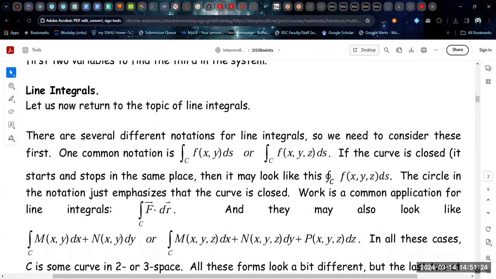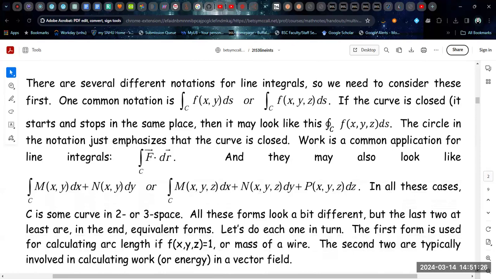All right, so now let's go on to our line integrals. Now, there's a bunch of different notations for line integrals. Typically, you will see an integral sign with a c at the bottom and then some function of x and y times ds. Or in the 3-dimensional case, the same thing, but a function of x, y, and z times ds. If the curve is closed, so it starts and stops in the same place, you may have a circle through the integral sign, but that's just a notation to indicate that the curve is closed. It doesn't actually affect the way that we go about calculating it.